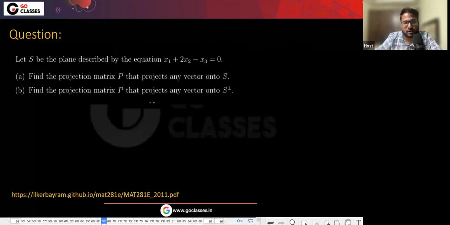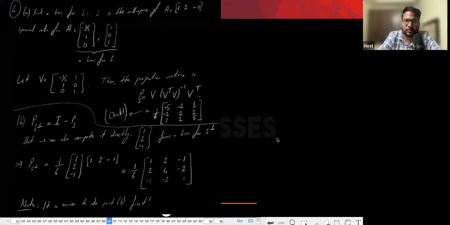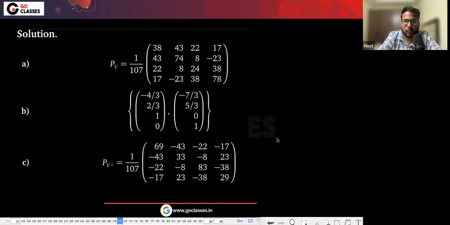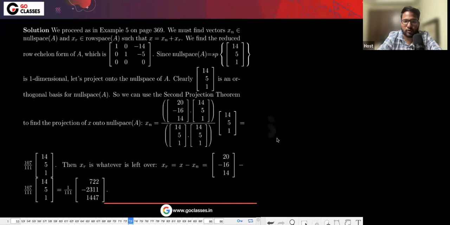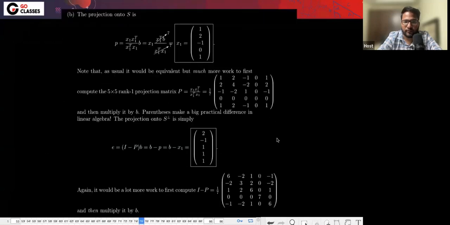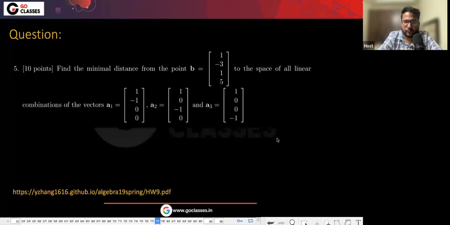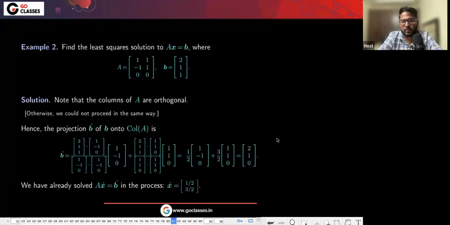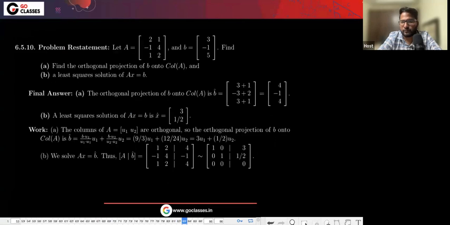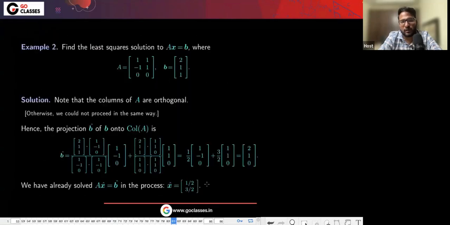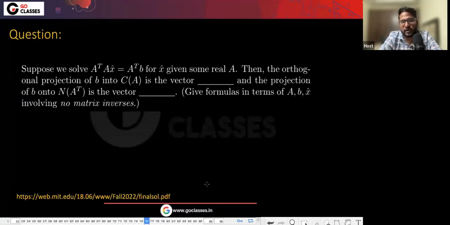Now let's solve this question. What they're saying is, find the projection matrix for S and find the projection matrix for S complement also. So this is one question. I think there are a couple more questions. Do you want to solve these questions first? There are a few more interesting questions, right? Okay. So the projection matrix is actually complete. Only a few questions are remaining.